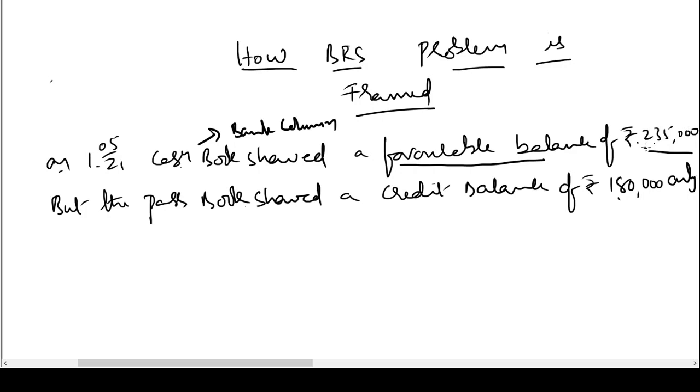Bank owes us 2,35,000, whereas the bank is saying that, boss, you have only 1,80,000 rupees which we owe to you. So as per us, we have 2,35,000 of our money in the bank, and as per the bank, they are holding only 1,80,000 of our money with them. So there's a difference. According to us, this much should be there in the bank, but only this much is there in the bank on this particular date.